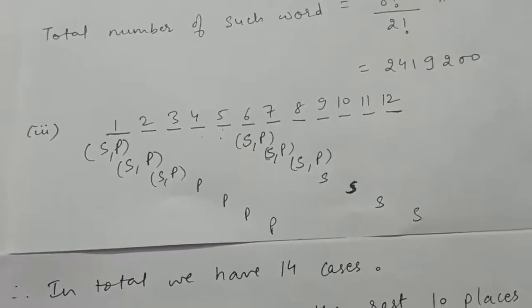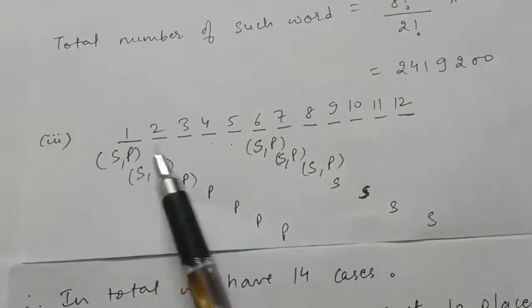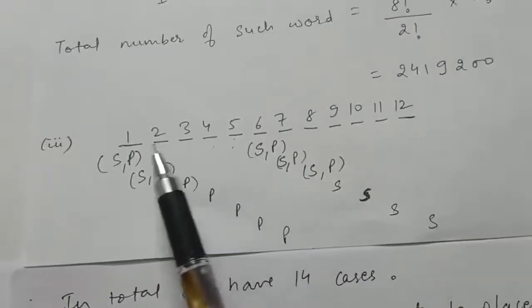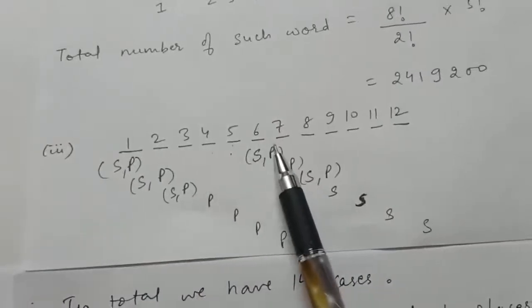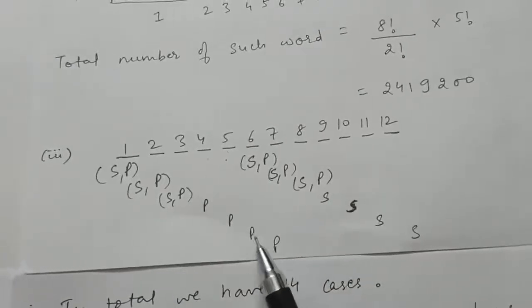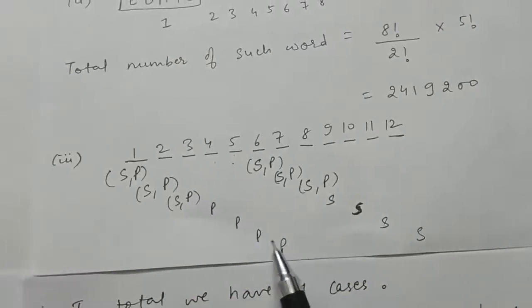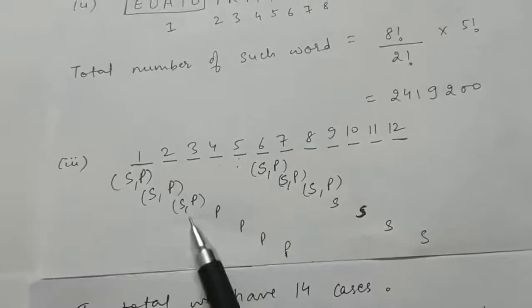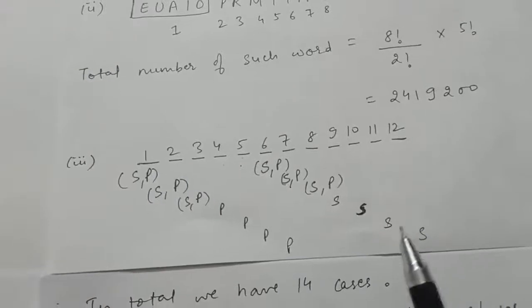But now see, we can reverse the letters. We have written P here and S here. Instead of that, I can write S here at the first place and P at the 6th place. Similarly, S at the 2nd place and P at the 7th place, right? And so on. That is, in total we have 1, 2, 3, 4, 5, 6, 7, 7 options, and 7 options when S will come here and P will come there, right? So in total we have 14 cases.